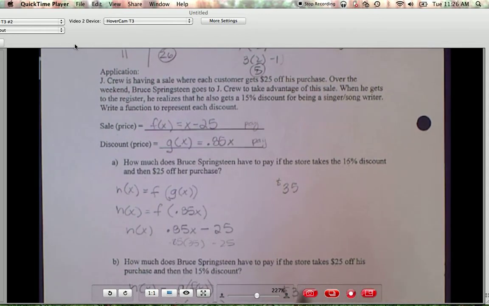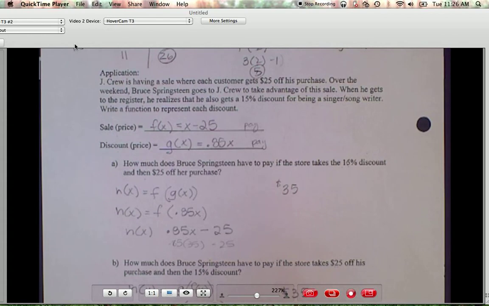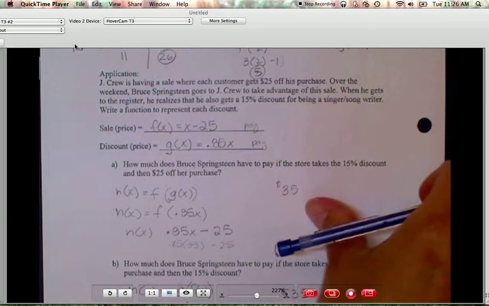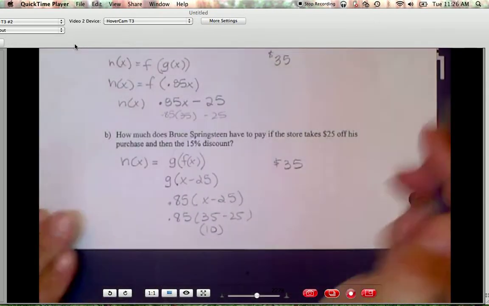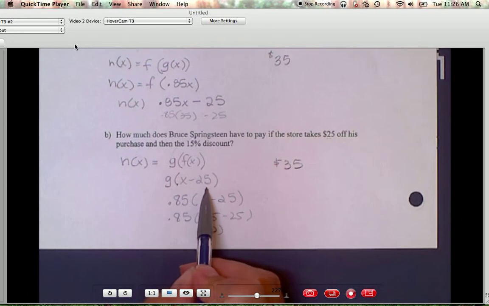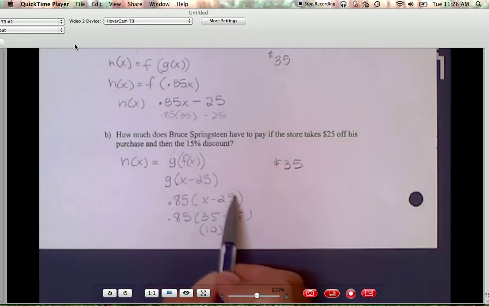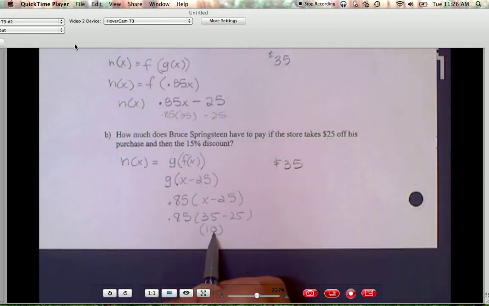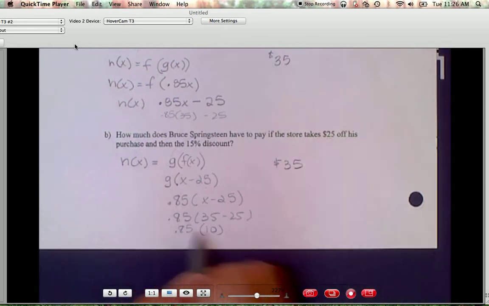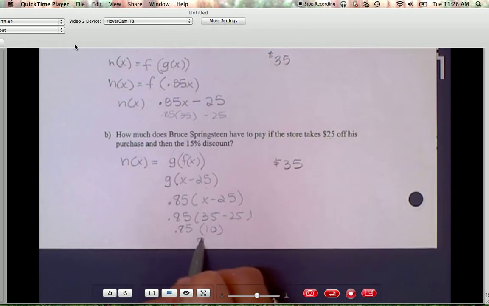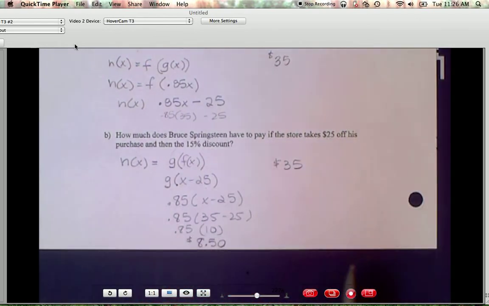So again, if the item costs $35, we would do 0.85 times 35 minus 25. So this, of course, becomes 10. Oh, I'm sorry. There we go. So the $25 comes off first. That's on the inside. And then we do 85% of that. So 35 minus 25 would be $10 times the 85% that we're actually paying for it, which means it would be $8.50. That's a pretty good deal.